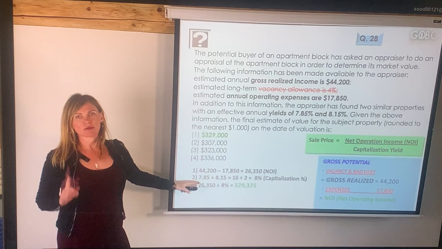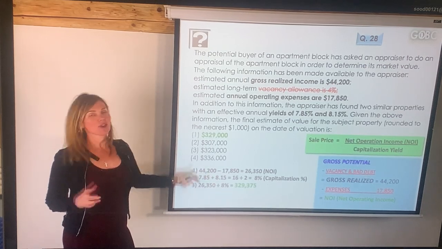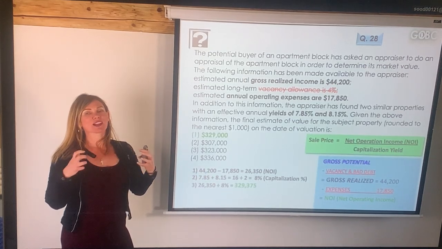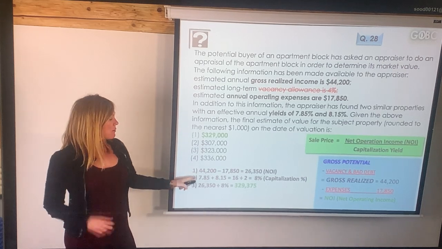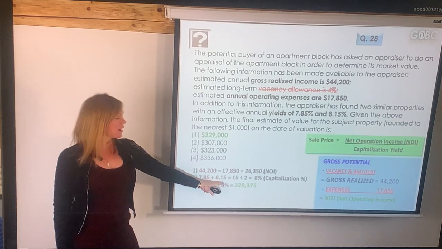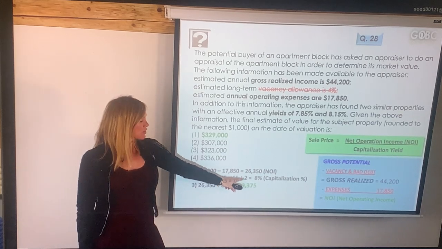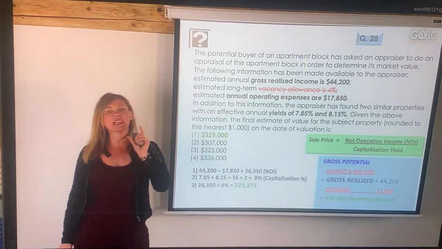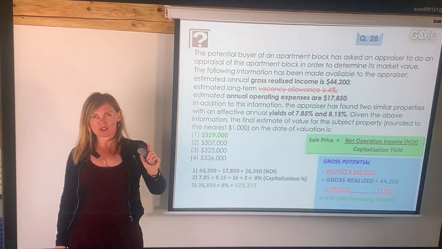You add them. Now the rule is, when you add the yields one to another, you want to make sure that you don't add them as percentages. I know it sounds funny, but you have to add them together as numbers first. So if you do 7.85 plus 8.15, it will come up to 16. Then you divide it by 2, and that will give you 8. And now you're going to take this 8% and use it as a percentage inside of the question, right?